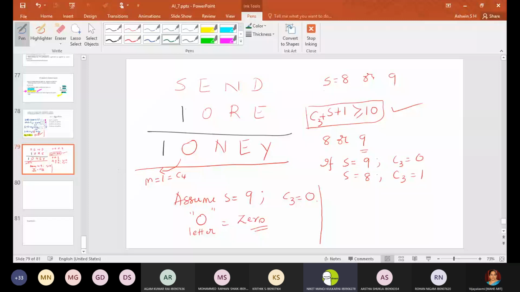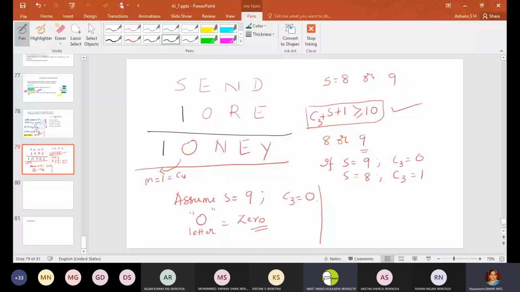With carries like C1, C2, C3, C4, there is no restriction over there. They can be either 0 or 1, only 2 values, right? So it is possible. Ma'am, why can't C3 be 2 and S equal to 7 and something of that sort?